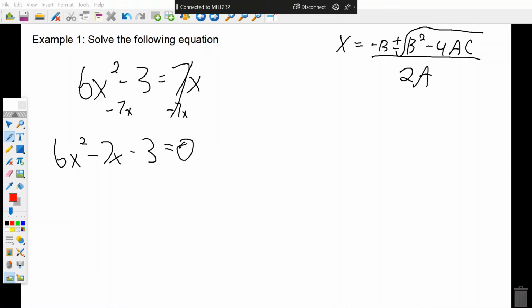Now, let's just remind ourselves what our numbers are, right? In our standard form equation, y equals ax squared plus bx plus c, the 6 here is going to be our a, our b is negative 7, and our c is negative 3. I'll give you a moment to make sure you're caught up here, and then we'll plug the numbers into the equation.